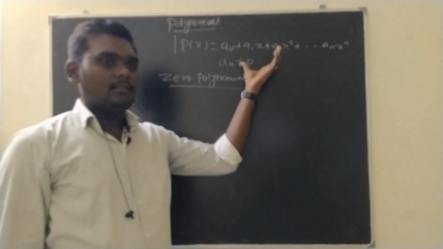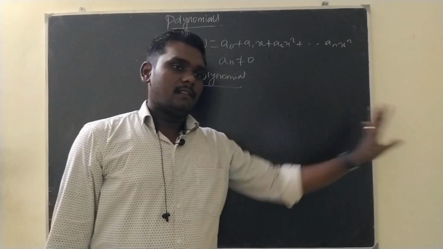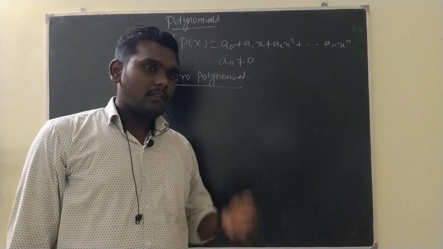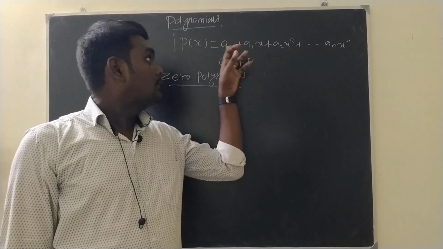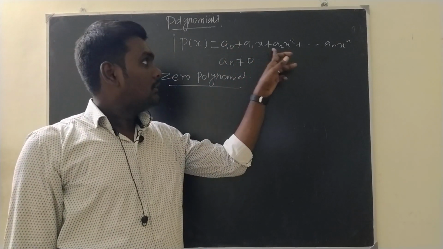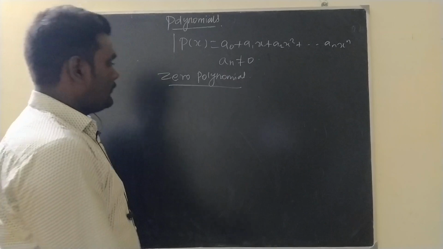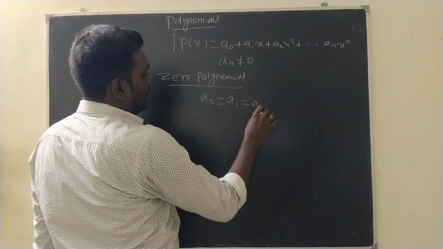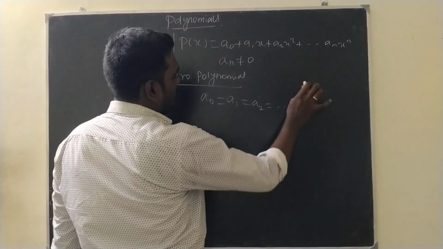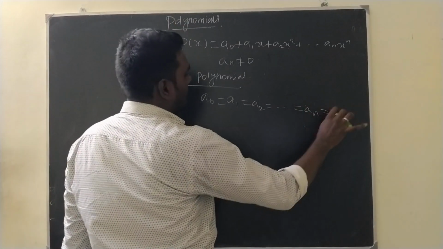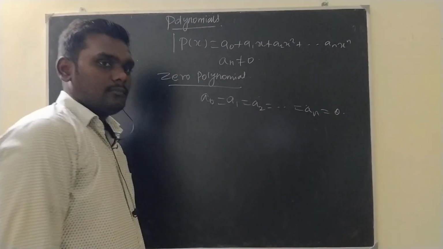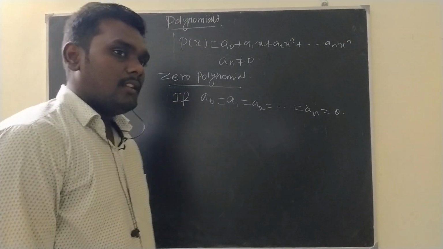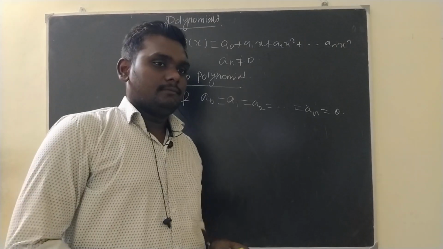means in a polynomial all the coefficients are 0. All the coefficients are 0. What are all the coefficients? a0, a1, a2, like all the coefficients, from a0, a1, a2 and so on up to an. Every coefficient becomes 0. Then this polynomial is called a zero polynomial.